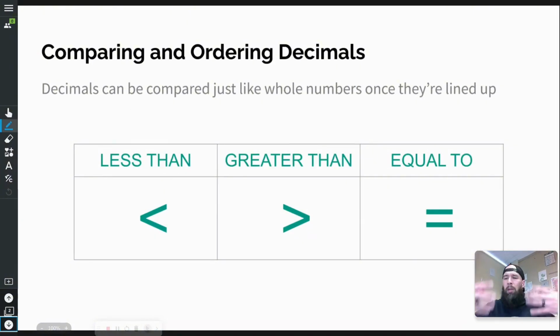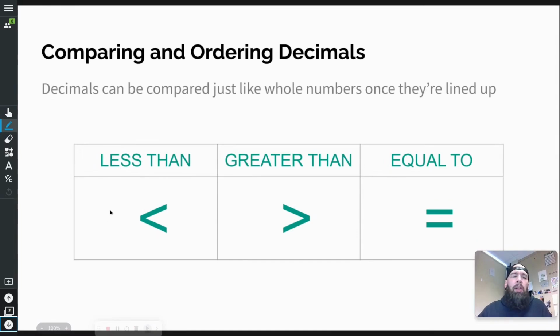Well, make sure we remember these guys first, okay? Because decimals can be compared just like whole numbers once they're all lined up. So remember this? That is less than. Now I know maybe back in 4th grade and 3rd grade you were like, oh, the alligator eats the bigger number. That's cute. But you guys are in 5th grade. You're going to be driving in 6 years. You need to know how to write out these symbols with the actual words. So this symbol is less than.